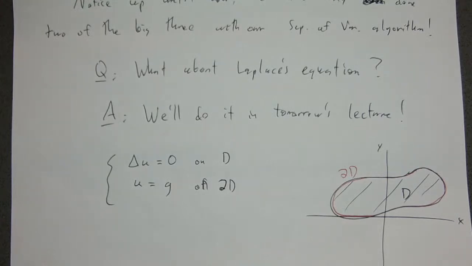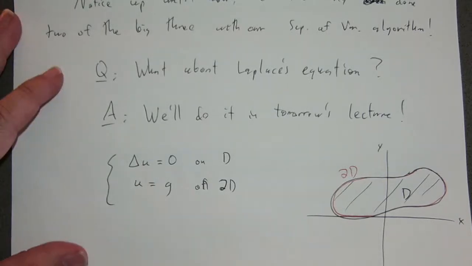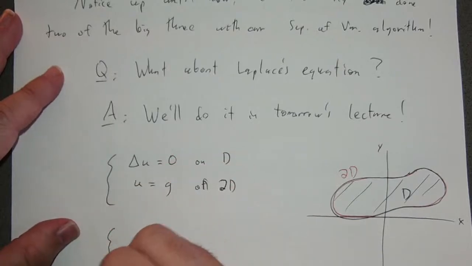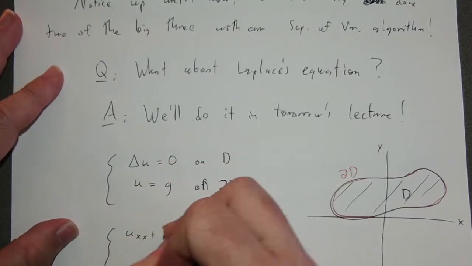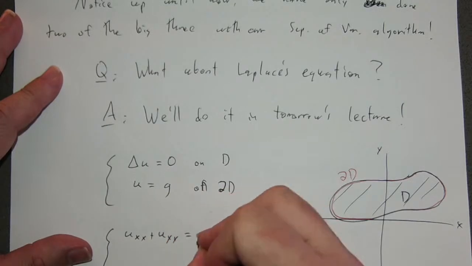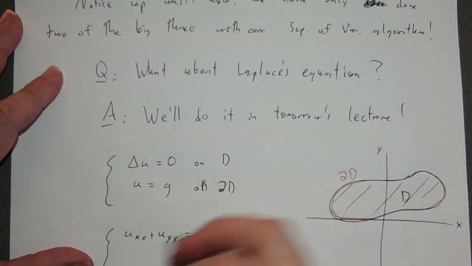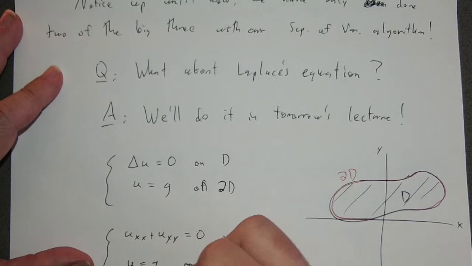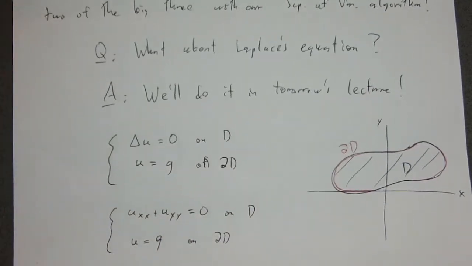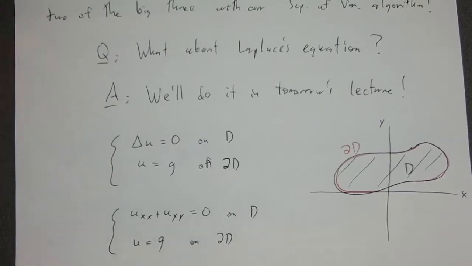So I have Laplace's equation, of course. I could just rewrite this as u sub xx plus u sub yy equals 0 on region D, and u equals g on the boundary of D, where g is my prescribed function. Now this is my boundary condition. There are no initial conditions because this is Laplace's equation, right? There's no t.